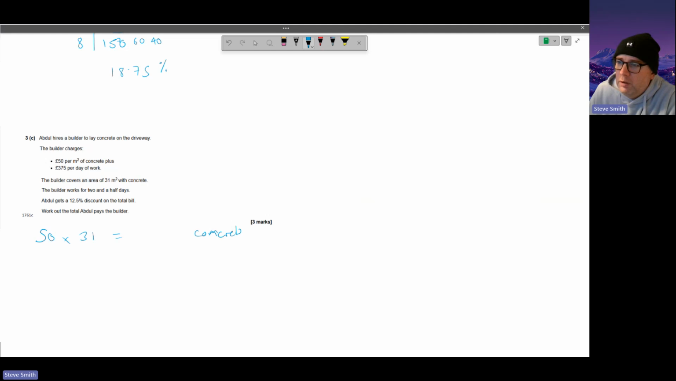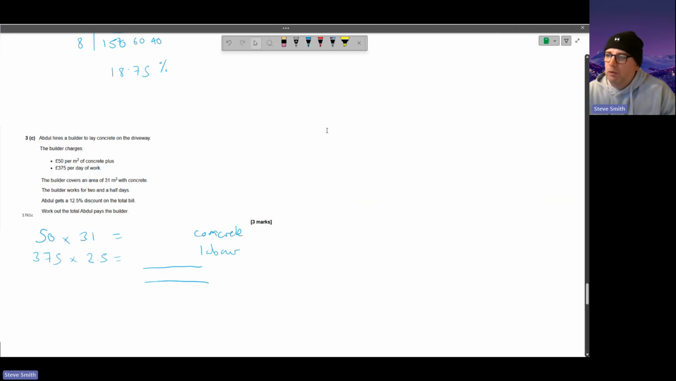And then we've got 2.5 days. I didn't know if it was per day, as in we can do half days. You know what builders are like, a whole day is a whole day. So we've got 375 multiplied by 2.5, and that's going to be labour, the amount of time he worked, and that's going to give us our total bill, and then we have to take some money off for the discount.